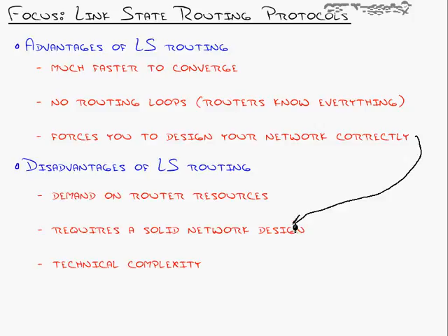That's because link state routing protocols do require a solid network design. Meaning, if you've designed your network poorly and just assigned IP addresses where you wanted to assign them, put a network here, put a network there, no real design in mind, well, link state routing protocols are really not going to be an advantage to you at that point because they will cause worse problems on your network than if you had used distance vector.